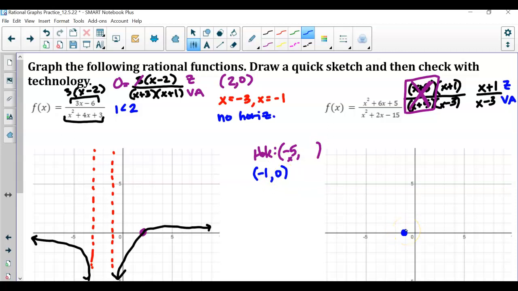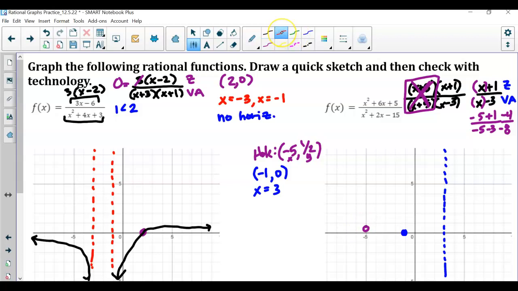We also have a vertical asymptote at x is equal to positive 3. So vertical asymptote at x is equal to 3. Now let's finish getting our hole. How do we get the rest of our hole coordinate? Well, if x is equal to negative 5, that means what do I plug in for x? Negative 5. So negative 5 plus 1 over negative 5 minus 3. So here I've got negative 4 over negative 8, which makes positive 1/2. So that is our hole at negative 5, 1/2.